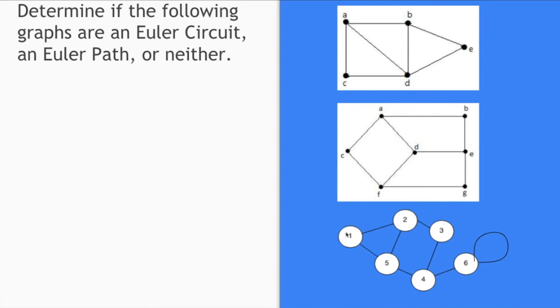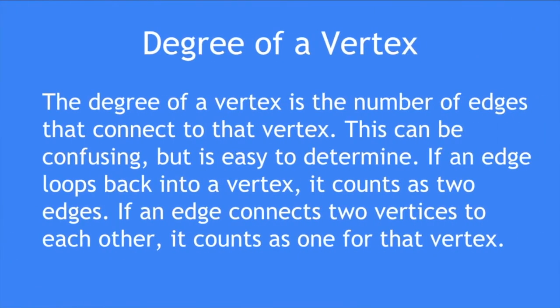How about this one? 1, 2, 3, 4, 5. Well, I can't get back to 6. I could go to 2, but I'm still missing this edge and this edge. How about if I start at 6? Around to 6, 4, 3, 2, 5, 1, 2. I've touched every edge except this 5, 4. So I'm not sure if that can actually be a path, and I'm pretty sure it can't be a circuit. So let's look at some things.